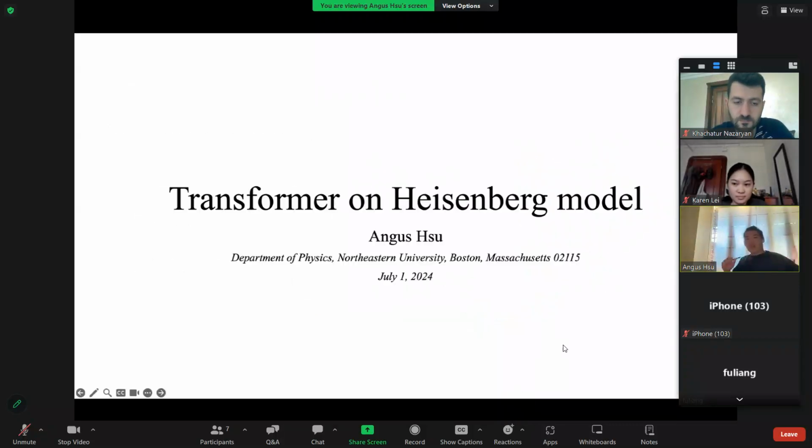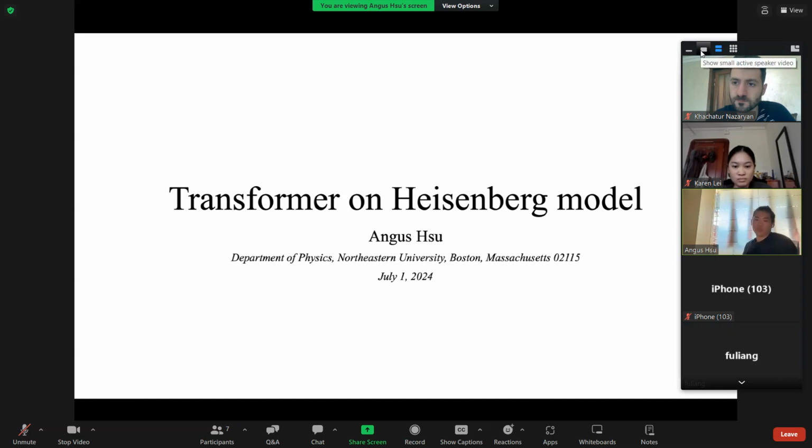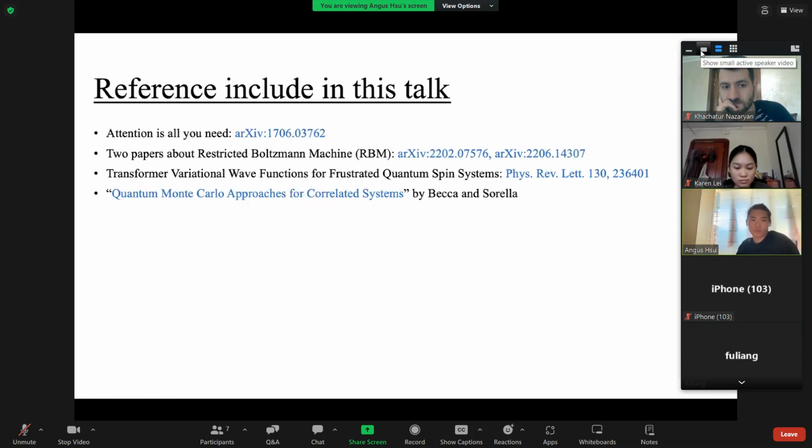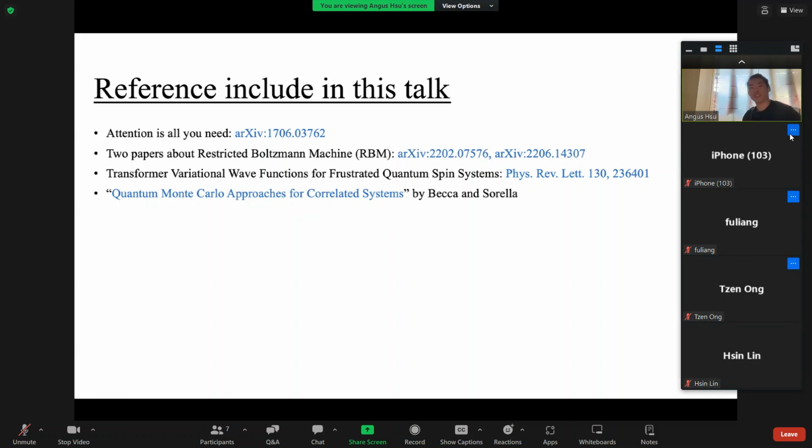So, I'm just going to give you guys a brief introduction to my understanding of the transformer on the Heisenberg model. First, this is the reference I include in this talk: four papers. The first one is "Attention Is All You Need."